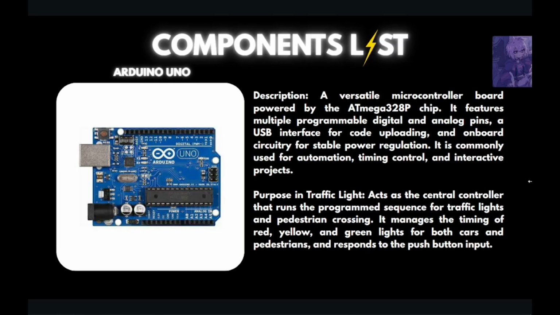The purpose of this one in our activity is that it acts as the central controller that runs the program sequence for traffic lights and pedestrian crossing. It manages the timing of red, yellow, and green lights for both cars and pedestrians and responds to the push button input.